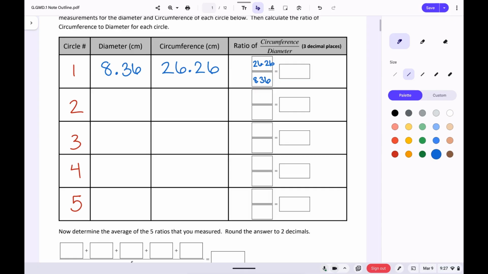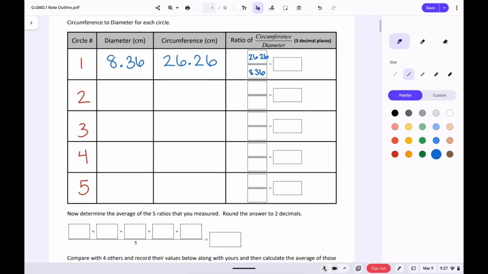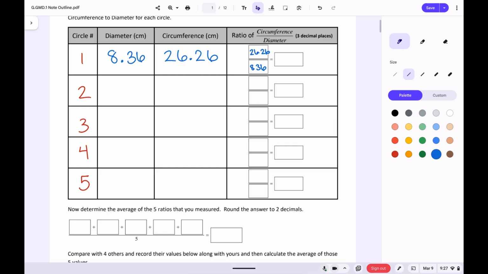Once you have your chart filled out, right underneath that, it's talking about finding the average of those 5 ratios that you measured. So once you get these numbers all filled in, you're going to plug those into these boxes down here and find the average. Remember, average is when you add up all the things that you had or add up all the scores and divide by the number that you were given. So you're going to have 5 ratios there. We did the first one together. You're going to add up the other ones that you have to get your average.